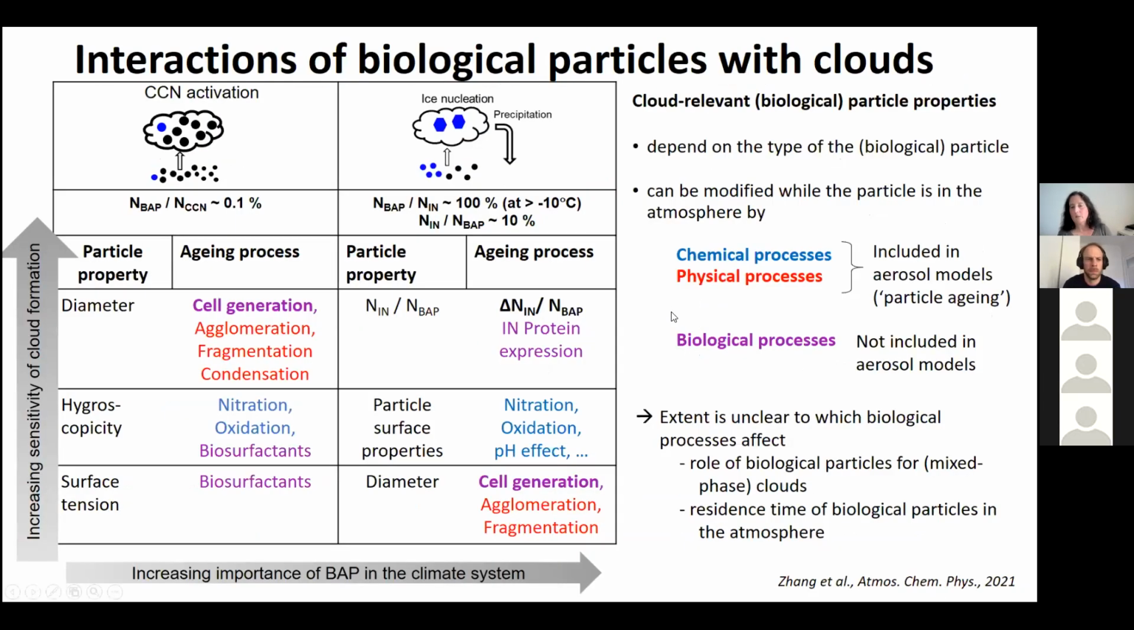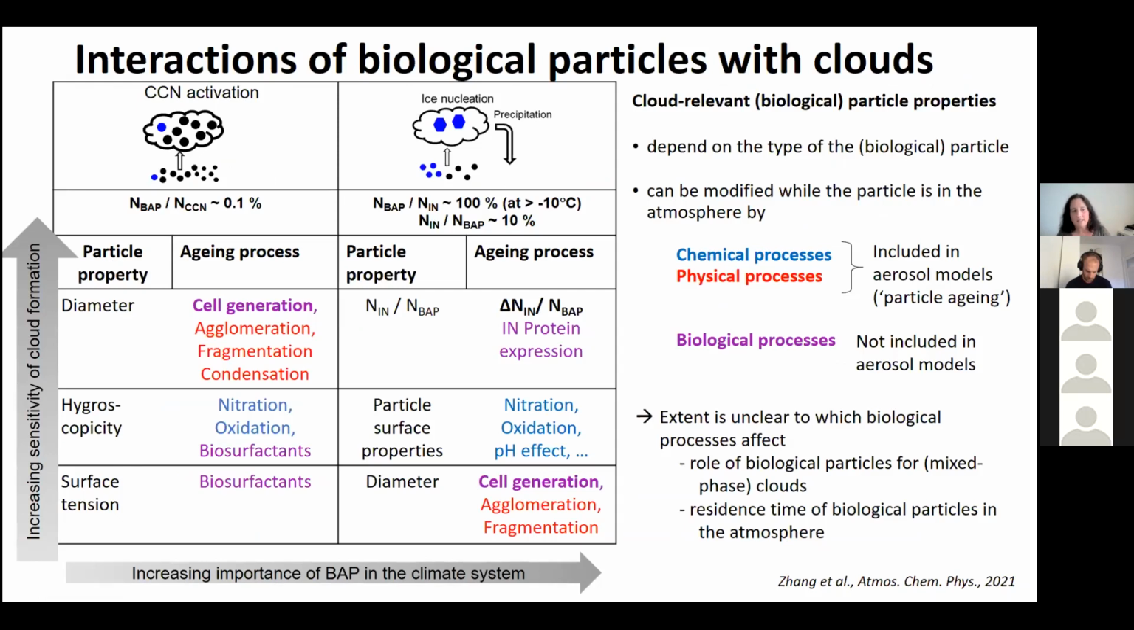So this is an overview from a large sensitivity study my postdoc Minghui Zhang did, which also summarizes the interactions of biological particles with clouds. So there are two effects. There are warm clouds, so forming cloud droplets, and there are the cold clouds or mixed phase clouds that also include ice. And there are different parameters, so diameter, hygroscopicity, and surface tension, for example, for CCN.